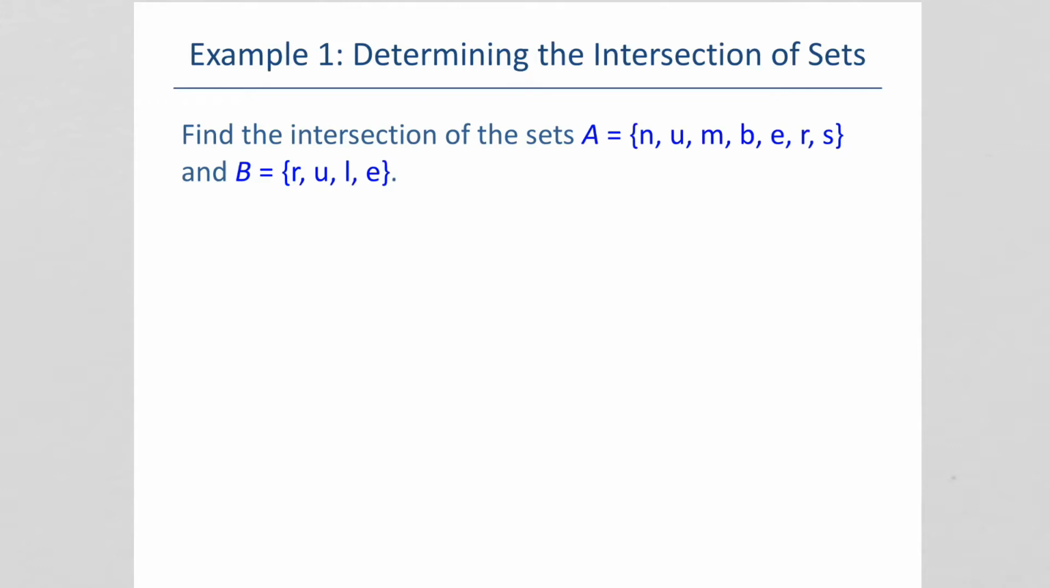Find the intersection of the sets A and B here. So we just want the letters that are in both sets. So let's see. R is in both. U is in both. And E is in both. That's the intersection.